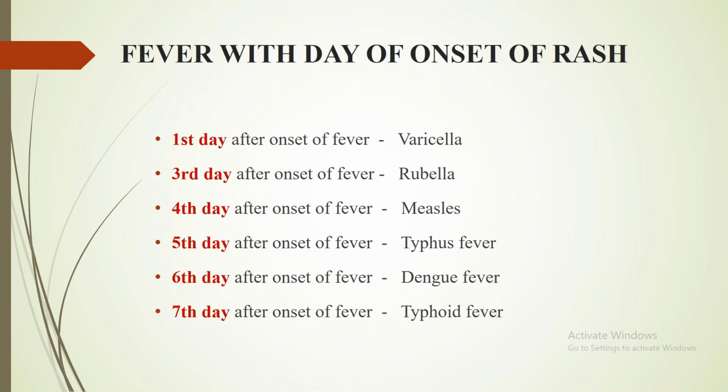Then you can also get a clue about the cause of the fever with rash by the day of onset. If a child presents with a rash typically on the first day of fever, then it is most likely a varicella rash, and the typical picture is vesicle formation which comes in crops. That is, not one lesion comes, there will be multiple lesions. Then fever with rash 3 days after the onset of fever is rubella. Then the 4th day after the onset of fever, measles.